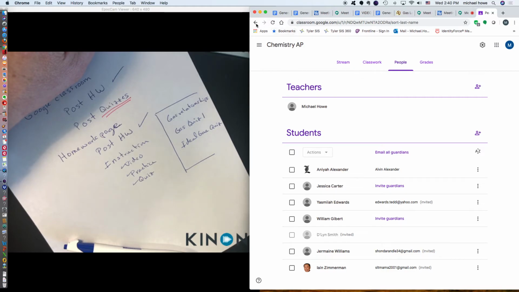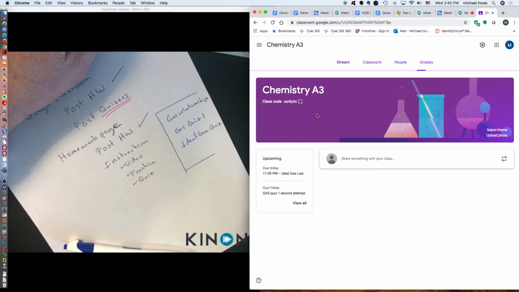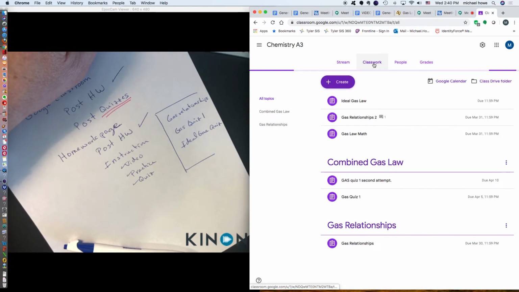Okay, this is my AP class. So if I just did, say, a chemistry class in A3 and look at classwork. So the gas relationships thing we did first. Then I put a second attempt. That's the one you would do if you still want to do that quiz. All right, and then the ideal gas law, this was an assignment that you need to watch the videos and do the practice problem. But I haven't given you the quiz yet on that, so that's coming later today.